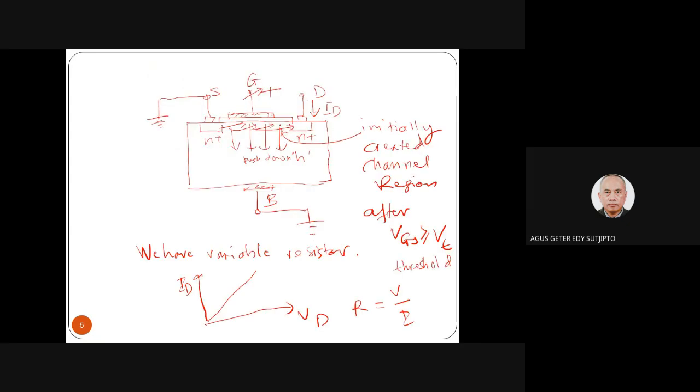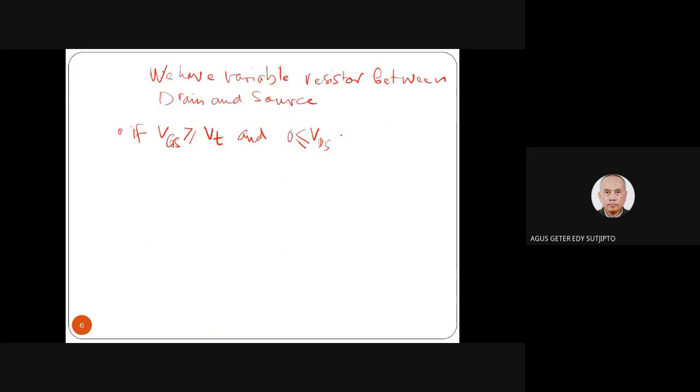So this is zero. Of course, there is no current flow here. There is no electric field from the S to D. Am I right? Then, if the VDS is also small or the same as VGS minus VT, the threshold voltage, this is equal to the overdrive. We call it the overdrive voltage.